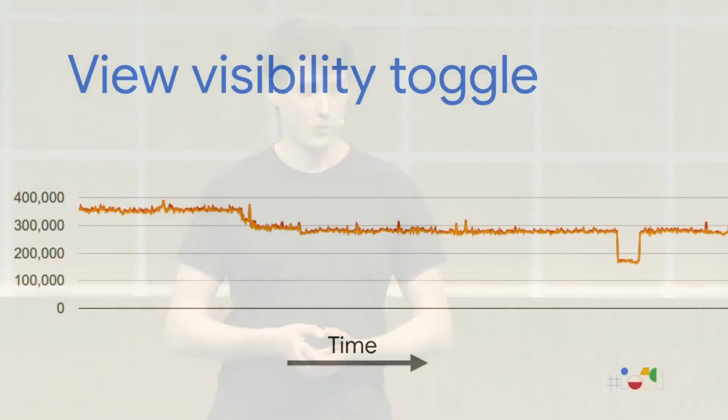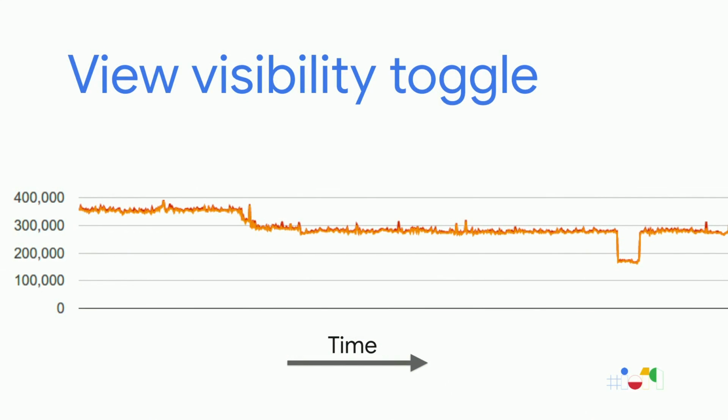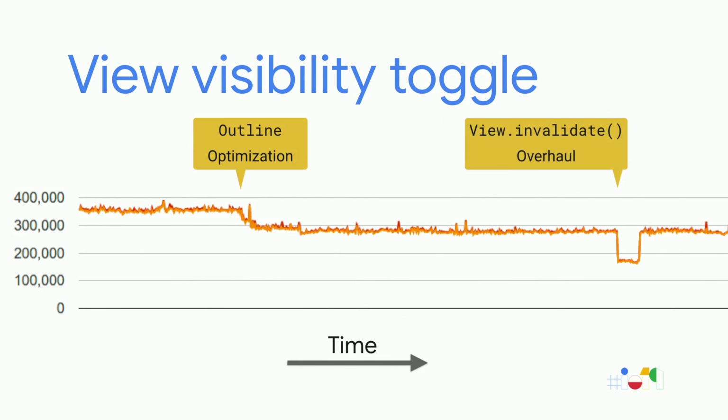So here's an example from the platform from a couple of years ago. I think this was in O, when we noticed that, hey, toggling the visibility of a relatively large tree of views was kind of expensive. So this was our CI over the process of checking in a few changes. At the beginning, modifying these views took 350 microseconds, and we checked in an optimization for how outlines were changed when views were stored. And so it went down a little bit.